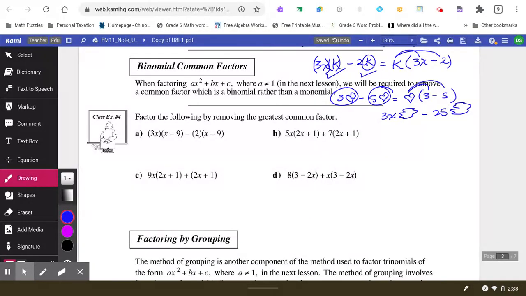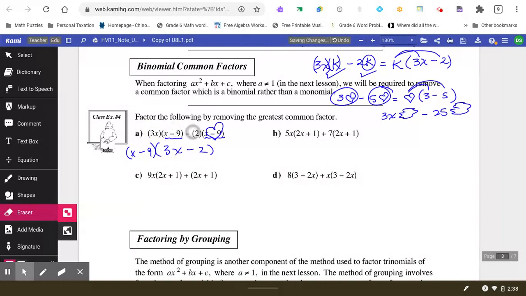Okay, so here we go. Do you see what's common? It's this stuff right here. Treat it like one thing. Treat it like the heart. The heart is being multiplied by 3x and by a negative 2. We rip out the heart and we multiply it by what it needs to be multiplied by. First was 3x and then a minus 2. Now the deal is, it's not really a heart. It's an x minus 9. You follow?